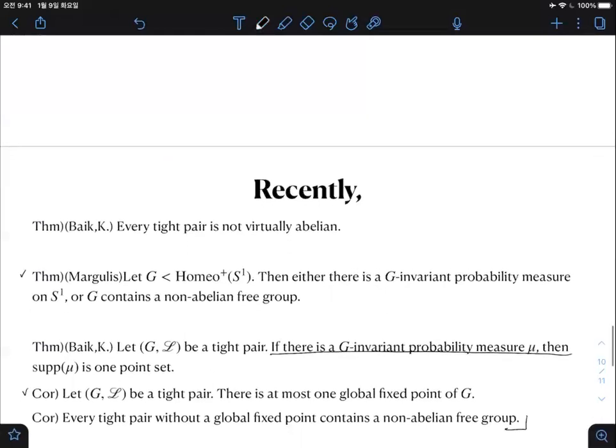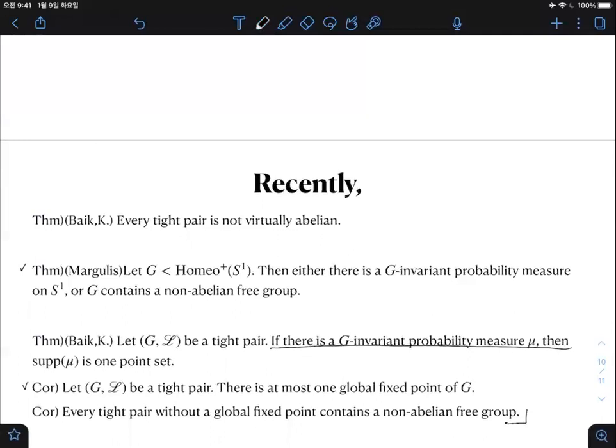So as a result, we could show a kind of Tits alternative for type pairs. So this is what I prepared. Thank you for listening.